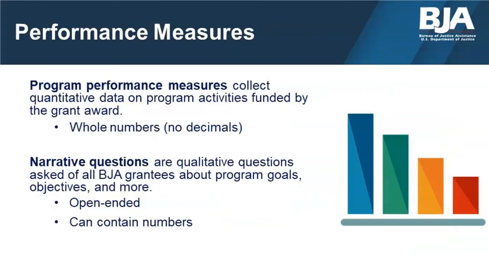As mentioned in the earlier part of the training, the questions in the PMT are made up of two main categories. The first is the quantitative program performance measures. This is where you enter the numeric data you collected over the course of the reporting period. For example, how many dollars were spent on law enforcement equipment during this reporting period? The second section is the qualitative narrative questions. These questions are open-ended and do not require a numeric response. The narrative questions that are answered during the April through June and October through December reporting periods fall into this category.